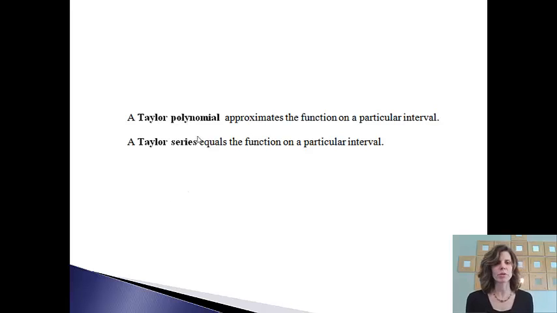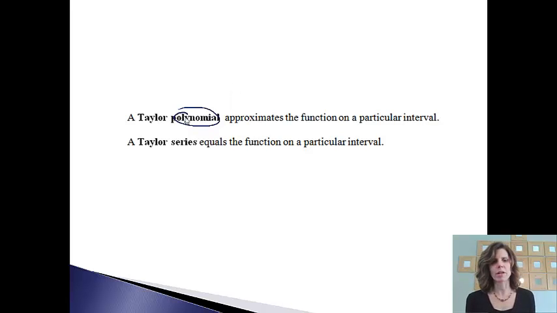We're actually going to be dealing more with a Taylor polynomial than a series, which basically approximates the function on a particular interval. You'll notice this is called a Taylor polynomial. It was actually introduced by Brook Taylor in the year 1715. So he came up with this and it's caught on with everybody.